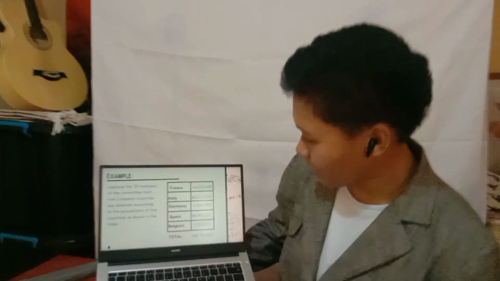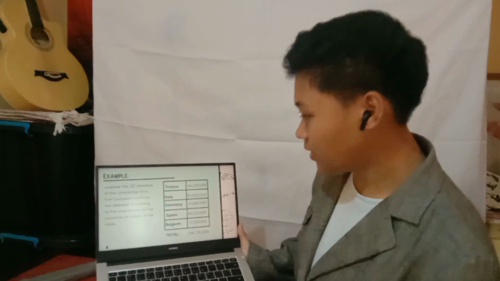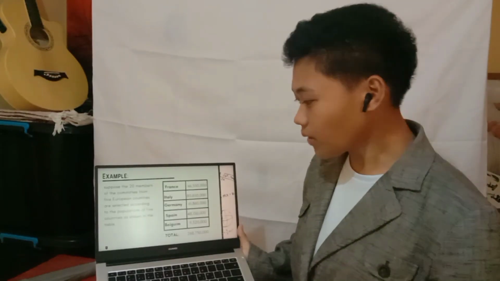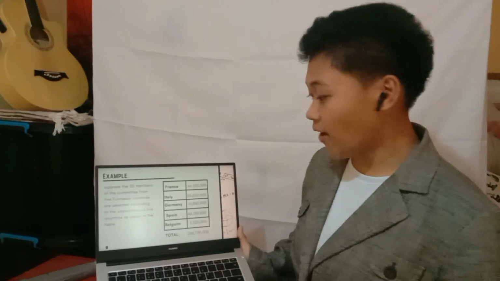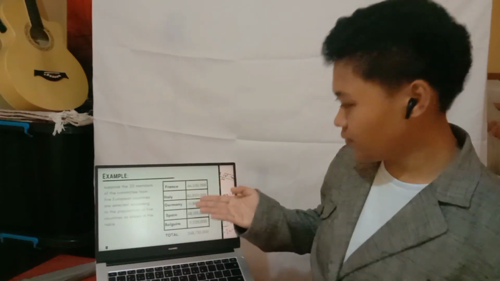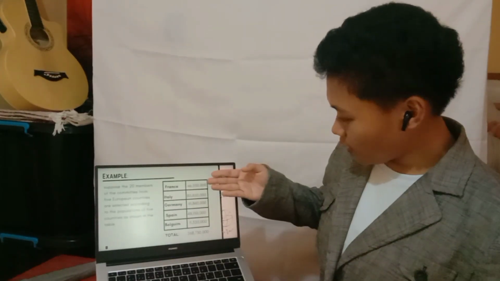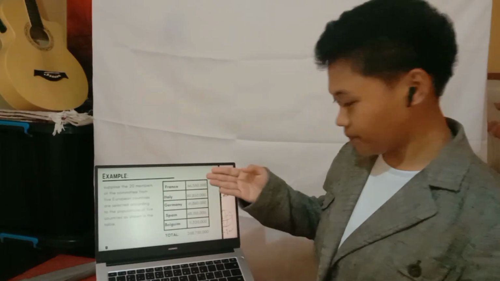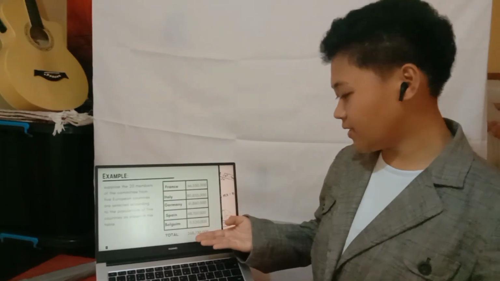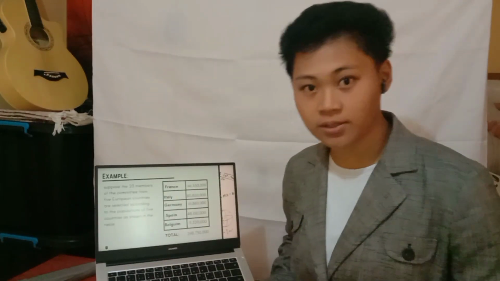So now we have an example for us to understand Jefferson's method. Suppose the 20 members of the committee from 5 European countries are selected according to the population of the 5 countries as shown here in the table. We have the 5 countries, which are France, Italy, Germany, Spain, and Belgium, with their corresponding populations. We're going to total all of this population, and the total number is 268,730,000.